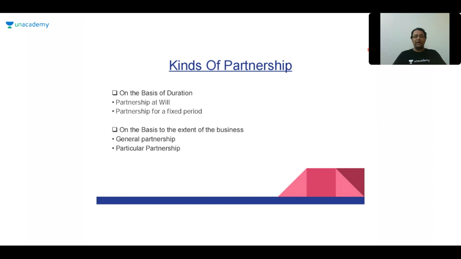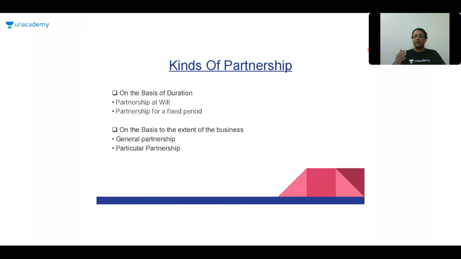Now quickly we go through the kinds of partnership. On the basis of duration, we have partnership at will and partnership for a fixed period. Please remember, a partnership deed is a document that governs all the rules and regulations of the partners and the partnership firm. If a partnership firm is made at will, that means there is no particular time period for which it is being framed.